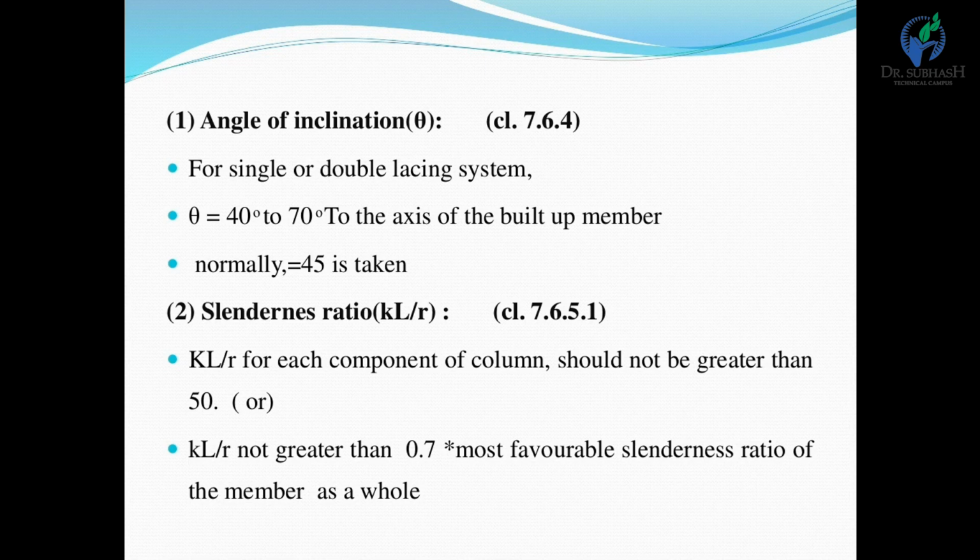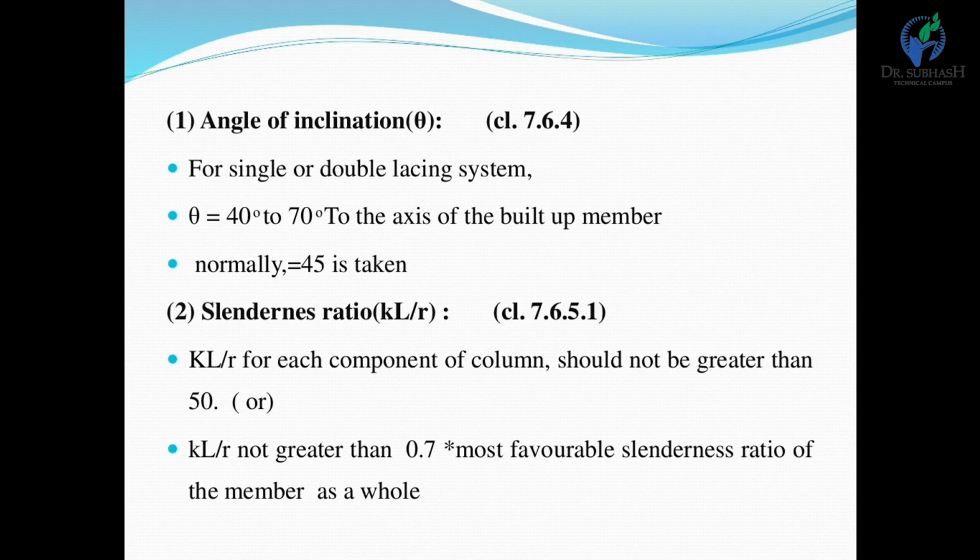Normally we take theta equal to 45 degrees. Why? Because throughout the column the number of lacing bars should be equal, so the arrangement can be done uniformly at 45 degrees. So generally we take theta equal to 45 degrees, but it may vary from 40 to 70 degrees.